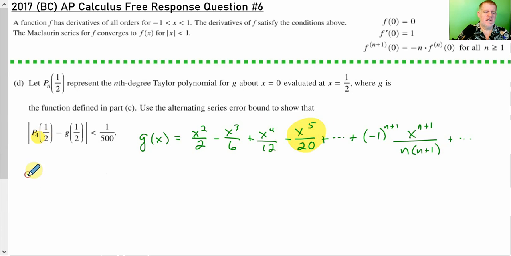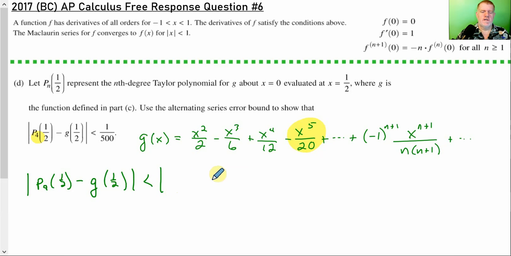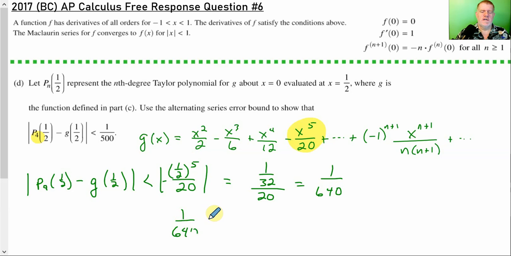So what it says, if I take the fourth degree and I'm letting x equal 1/2, it should be less than this fifth term evaluated at 1/2. So it's 1/2 to the fifth power over 20. Technically, it's a negative, but the absolute value is going to kick the negative right out of there. So I know that this equals 1 over 32 over 20, which a little multiplication will tell you is 1 over 640. Well, guess what? 1 over 640 is less than 1 over 500, which means that this answer is definitely within 1 over 500.